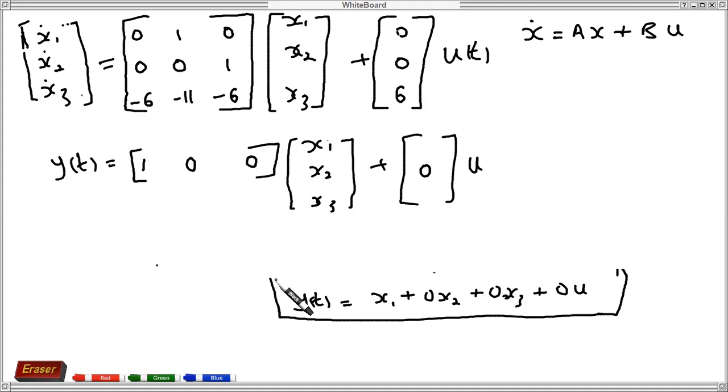This is the process of determination of the state space model given the nth order differential equation. In my next study, I discuss determination of the state space model for electrical circuits. Thank you so much.